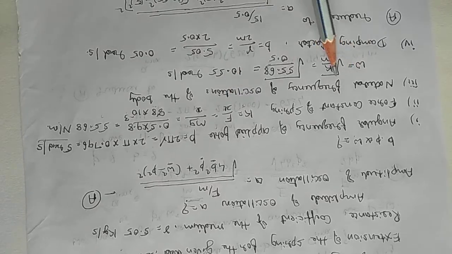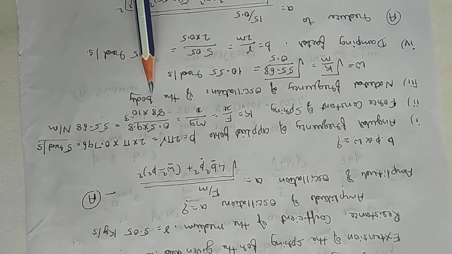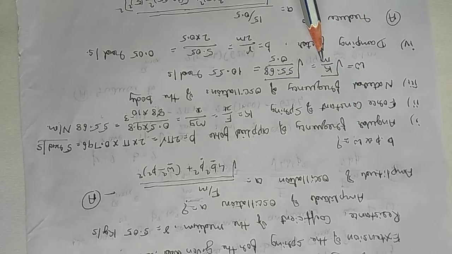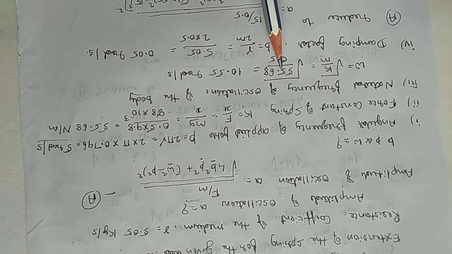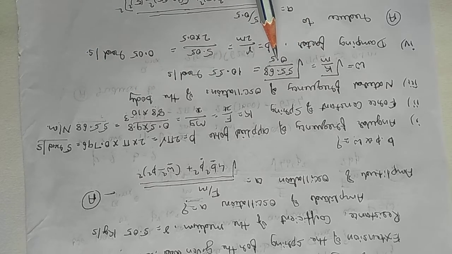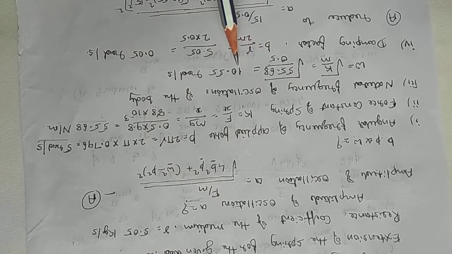Next, the natural frequency of oscillation of the body, omega. Omega is given by square root of K by M. The K value we have already calculated, 55.68. Mass applied is 0.5. So this comes to be around 10.55 radians per second.